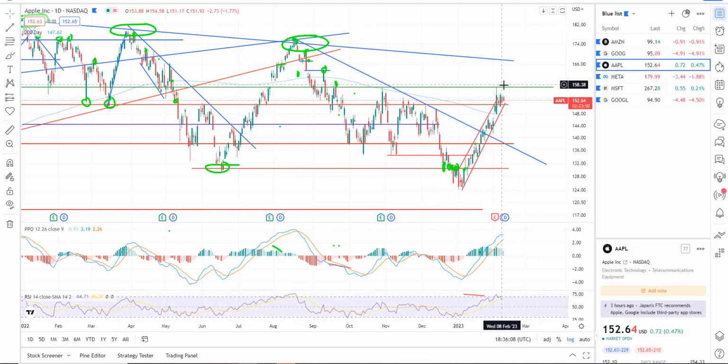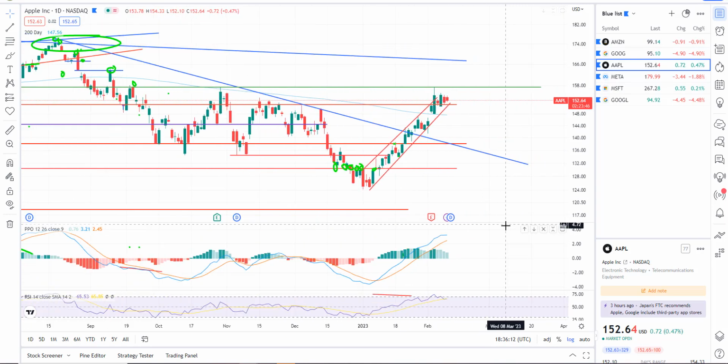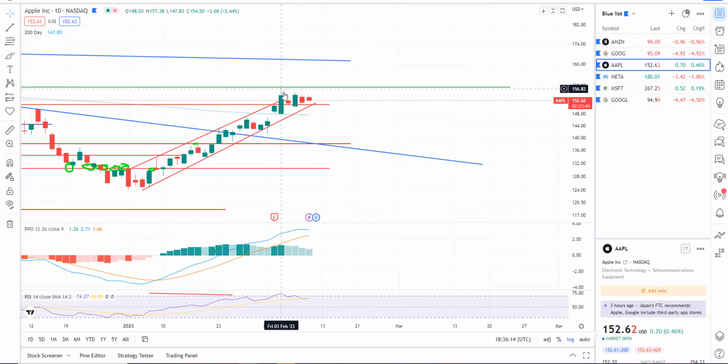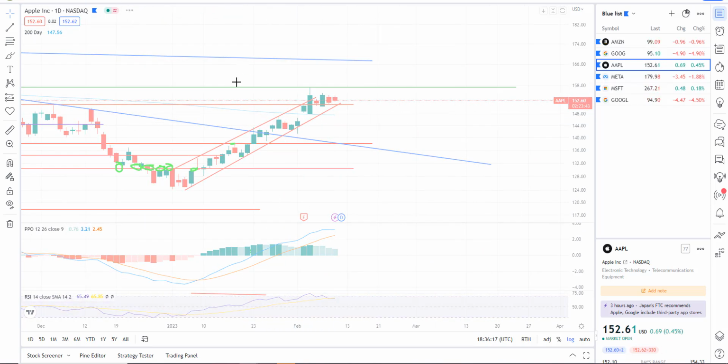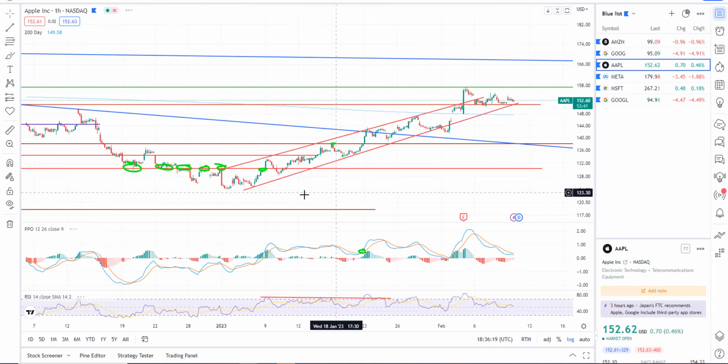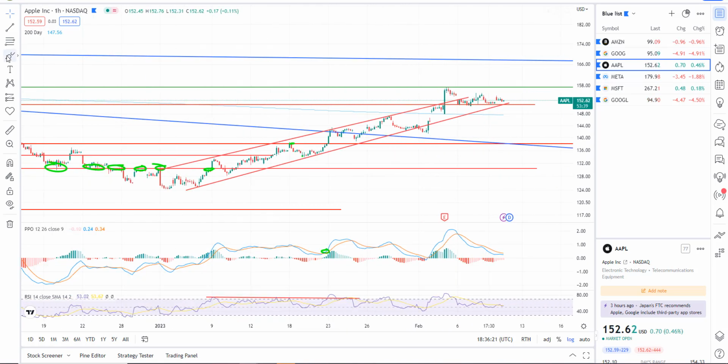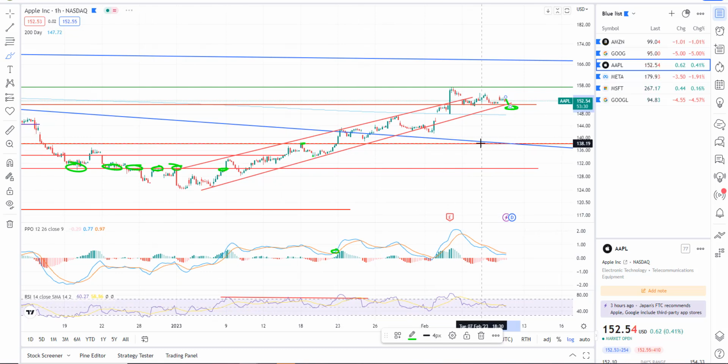Decent resistance right there at about 157.50. We did tag that the other day after earnings. And so far we're topping out. If I look at the hourly chart, there's an upward price channel. So we need to see a definitive breakdown out of this channel for a sell signal. I don't see any indication in terms of divergence telling me that's going to happen right now. So we just sit back and watch.